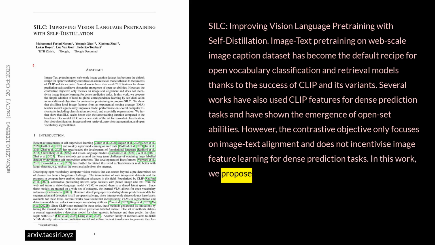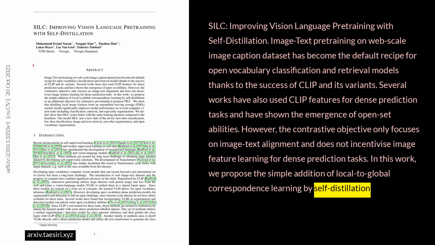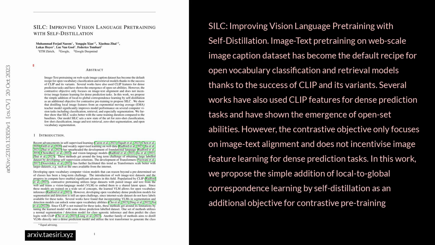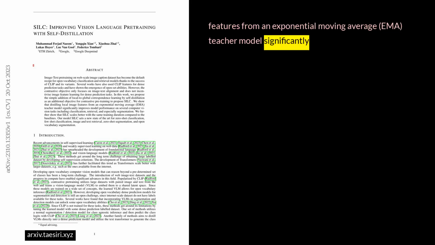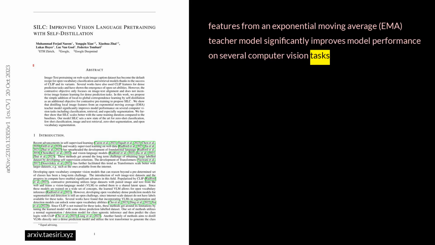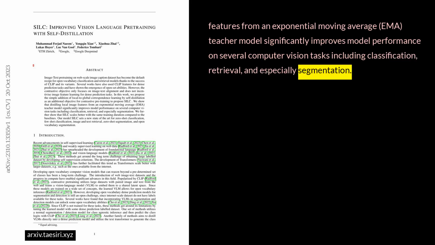In this work, we propose the simple addition of local-to-global correspondence learning by self-distillation as an additional objective for contrastive pretraining, to propose SILC. We show that distilling local image features from an exponential moving average (EMA) teacher model significantly improves model performance on several computer vision tasks, including classification, retrieval, and especially segmentation.